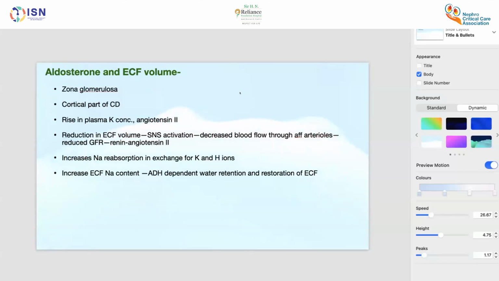If there is a reduction in extracellular fluid volume, like dehydration or hemorrhage, there is activation of the sympathetic nervous system, which causes decreased blood flow through the afferent arterioles, which results in reduced glomerular filtration rate. This is sensed by the macula densa, which secretes renin and causes angiotensin II release, which increases sodium reabsorption in exchange for potassium and hydrogen ions. This increase in the extracellular fluid sodium content causes ADH-dependent water retention and restoration of the extracellular fluid volume.